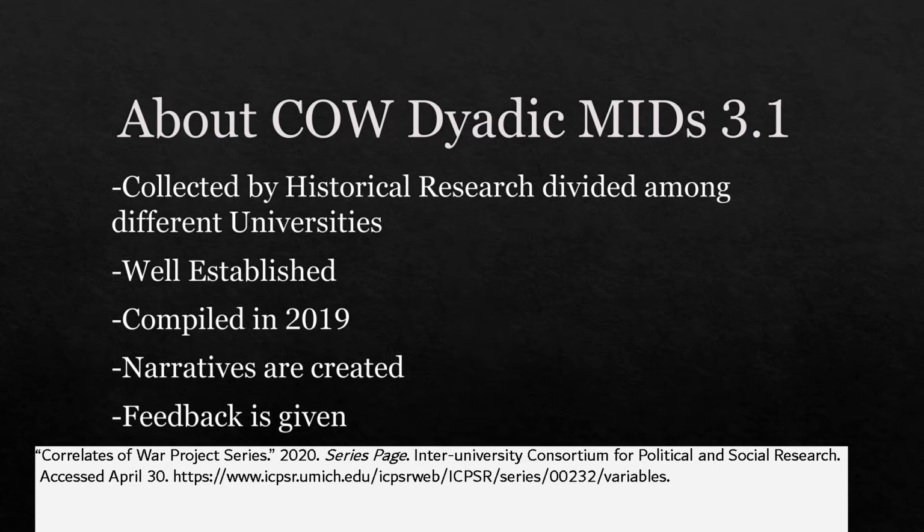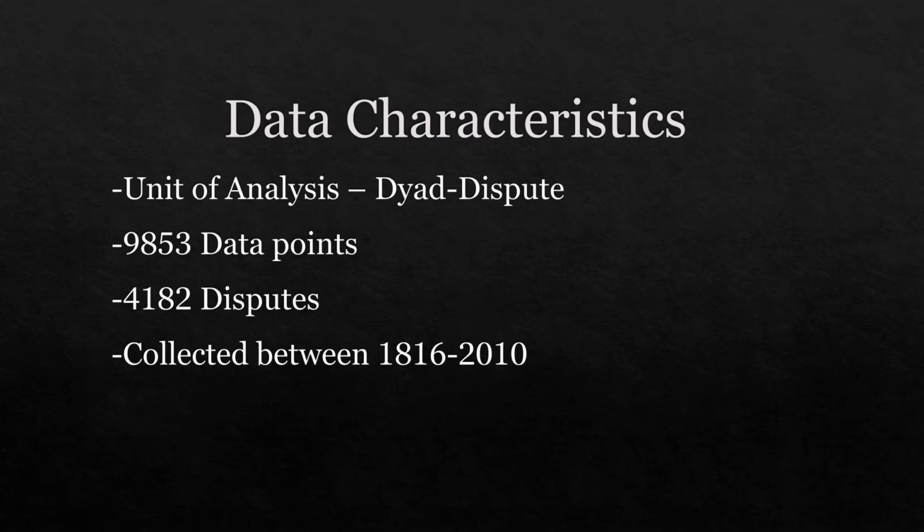This particular dataset was compiled in 2019, and basically narratives are created by historians through historical research, and they assign different values to different variables. And whenever an error is found, feedback is given, and those are always updated in the next edition. And there's quite a lively debate on whether or not certain things are coded correctly, etc., which makes the dataset pretty rigorous.